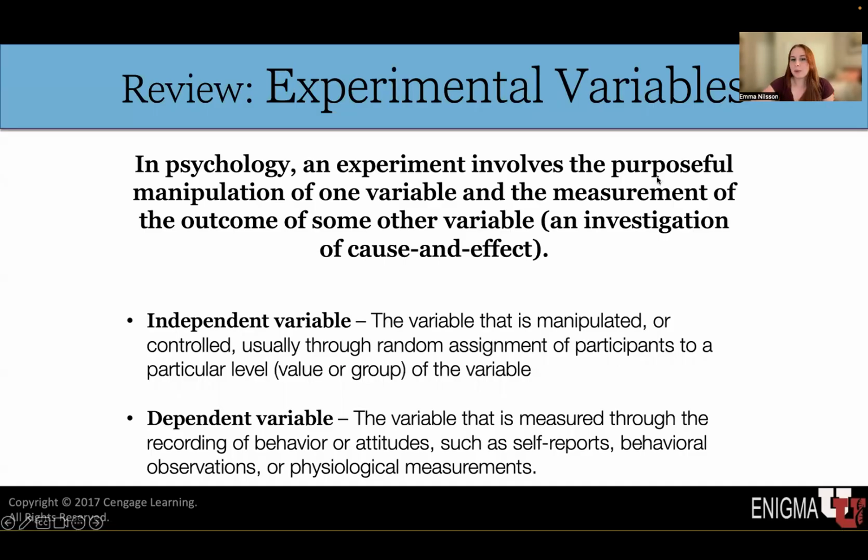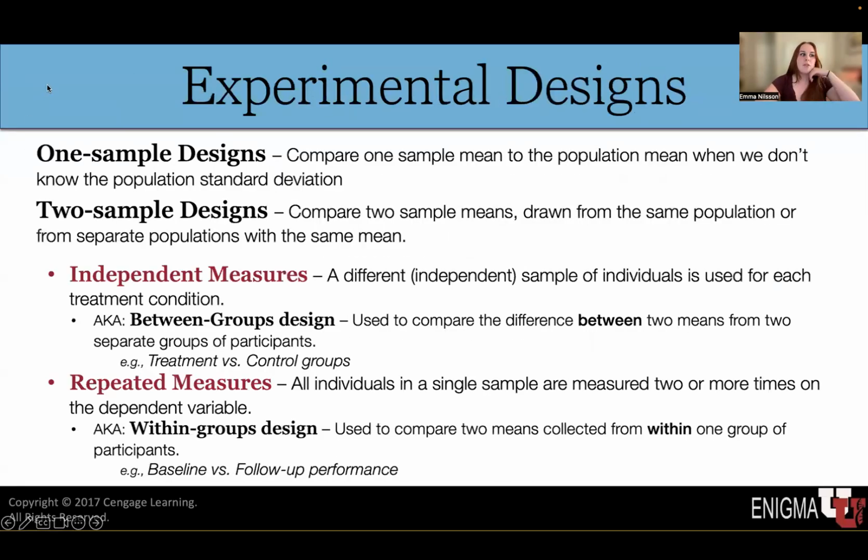Our independent variable, like we talked about, is the variable that is manipulated or controlled, whereas the dependent variable is the variable that we measure. We have previously been talking about one sample designs in our lectures. One sample designs are the kind of studies that compare one sample mean to its population mean when we don't know the population standard deviation. That's what we were talking about with the t-statistic so far. Our one sample t-test is referring to the one sample experimental design.